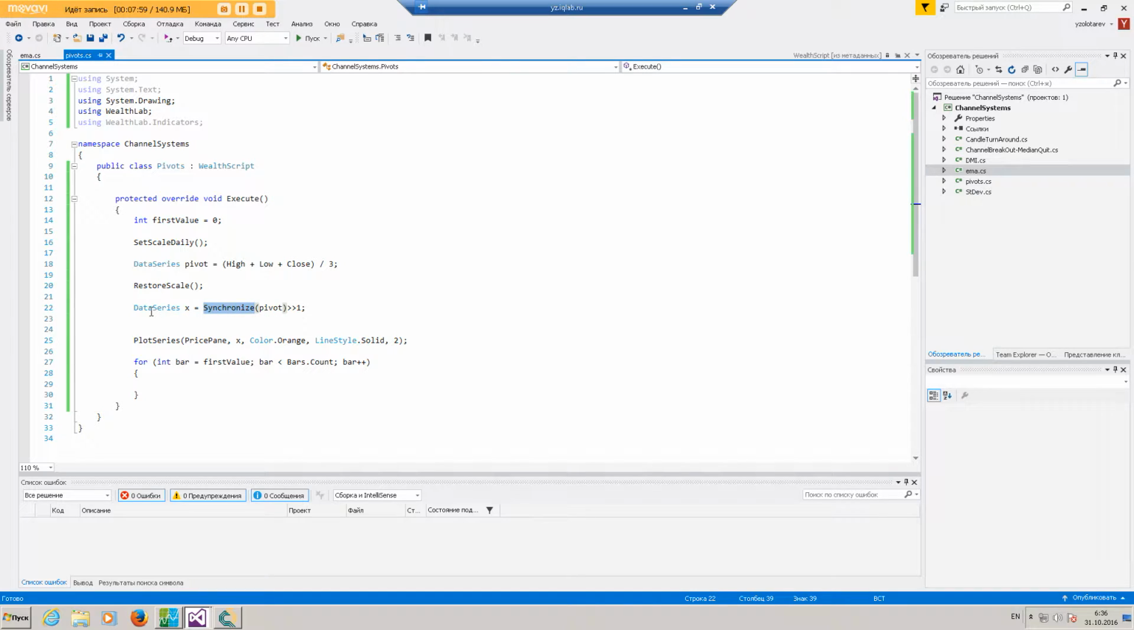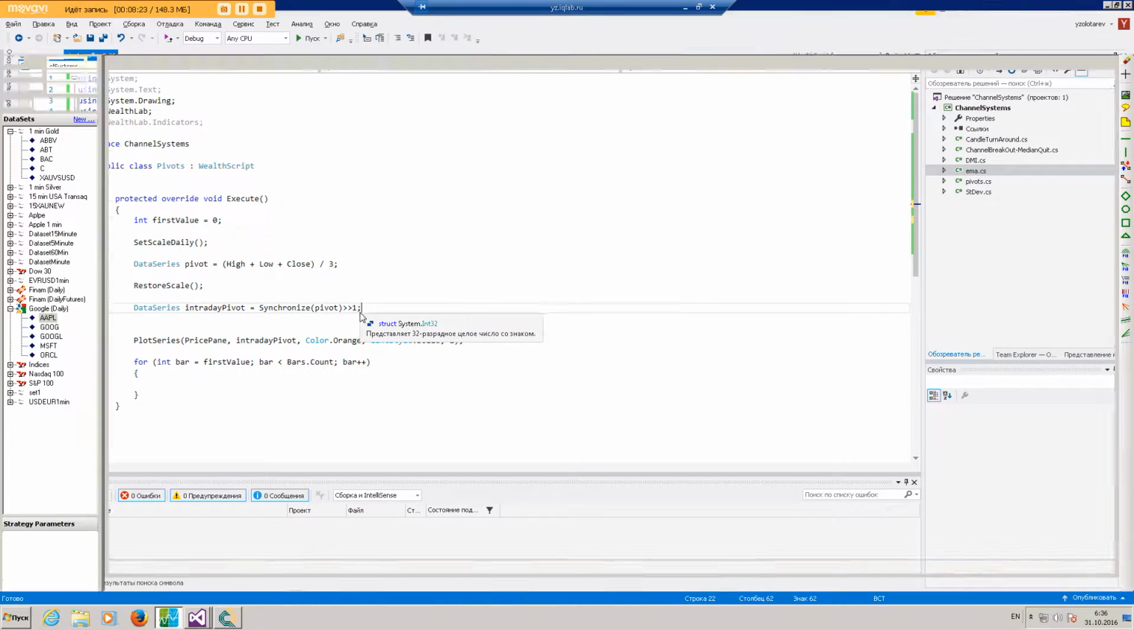So you just create a new data series, and let's call it intraday pivot. Okay, and then you synchronize your pivot to the intraday pivot, right? And that's going to do the job. And then, well, you can do this or you can not do this, right? So let's see what the difference is.